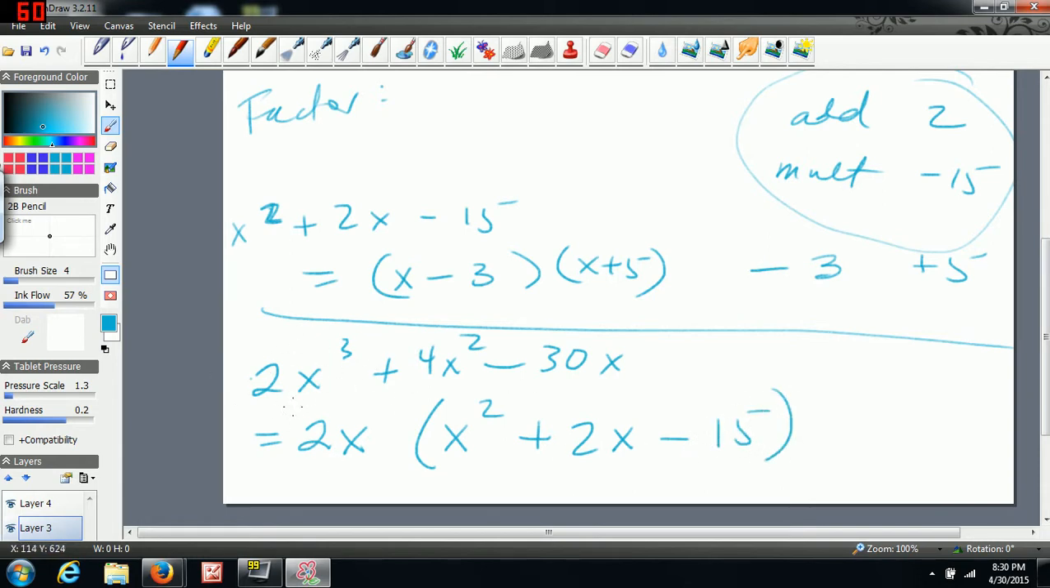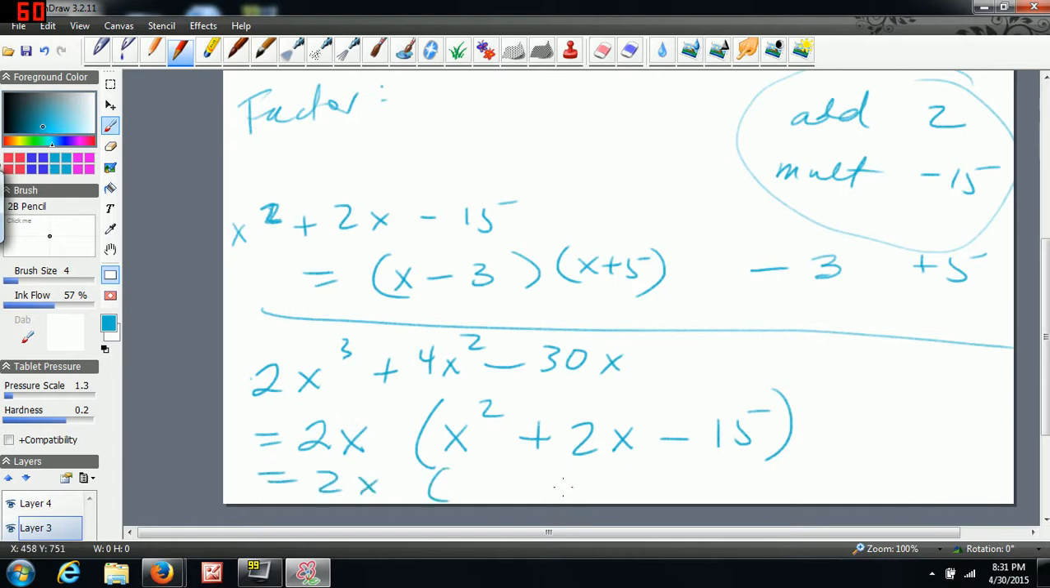You can go back to my video on factoring expressions to remember how we do this. But we take out the greatest common factor out of each term. So for the numbers, the greatest number that would divide all of these 3 numbers is 2. And then for the variables, the greatest variable that would divide all these would be x to the 1. So we go ahead and divide that out. When you factor out, you divide each thing. So 2x cubed divided by 2x gives me x squared. 4x squared divided by 2x gives me 2x. And then negative 30x divided by 2x gives me negative 15.